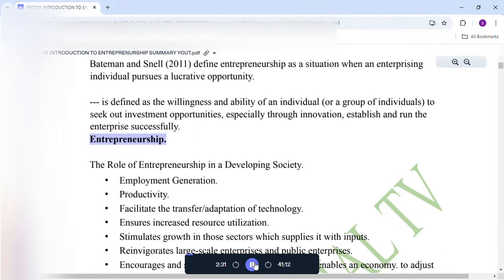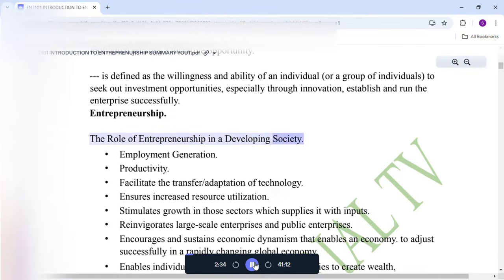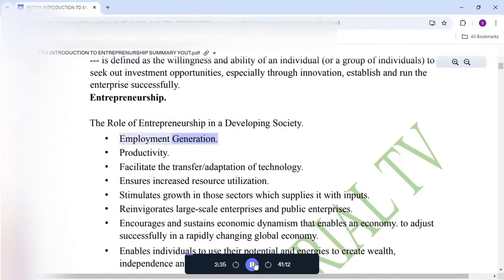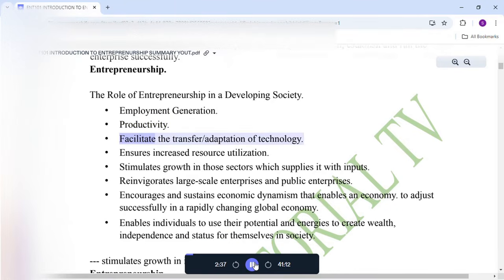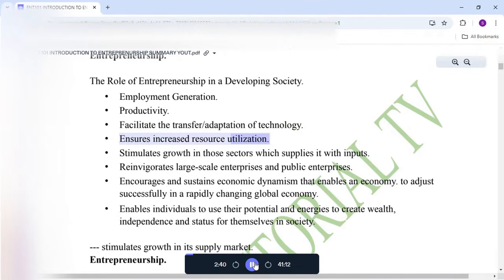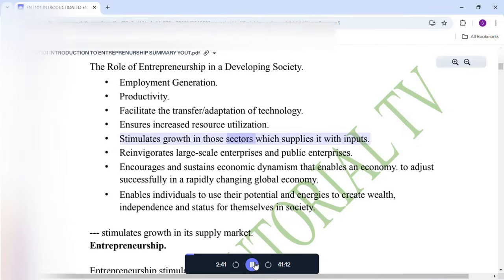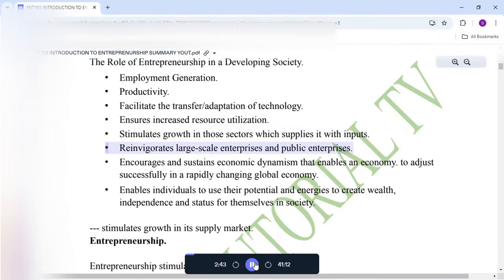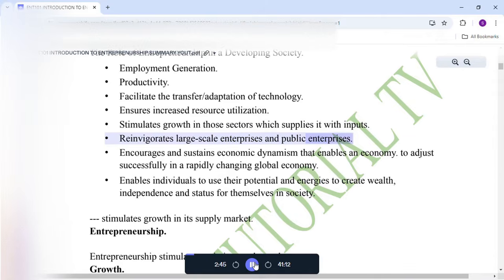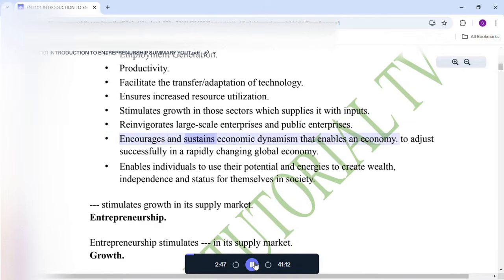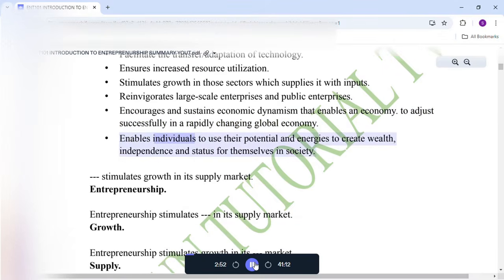The role of entrepreneurship in a developing society: employment generation, productivity, facilitating the transfer and adaptation of technology, ensuring increased resource utilization, stimulating growth in those sectors which supply it with inputs, and reinvigorating large-scale enterprises and public enterprises. It encourages and sustains economic dynamism that enables an economy to adjust successfully in a rapidly changing global economy. It enables individuals to use their potential and energies to create wealth, independence, and status for themselves in society.